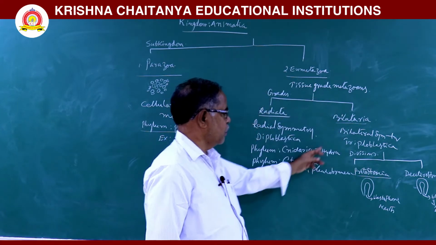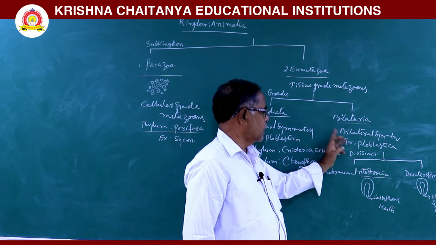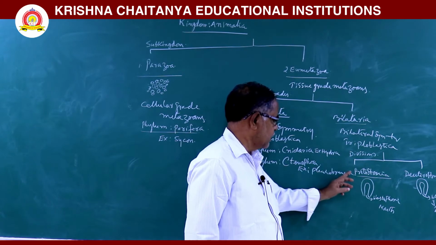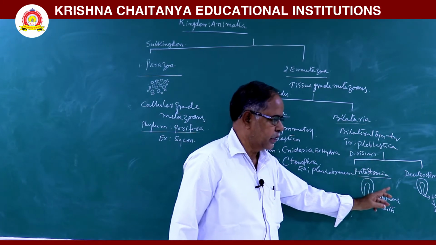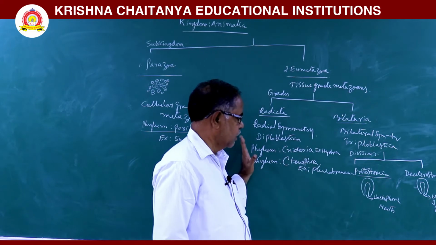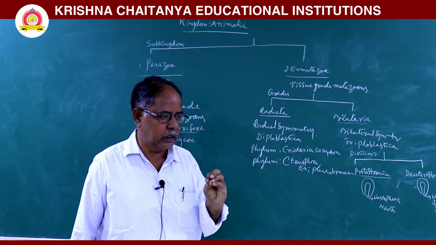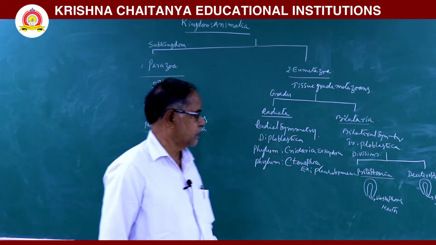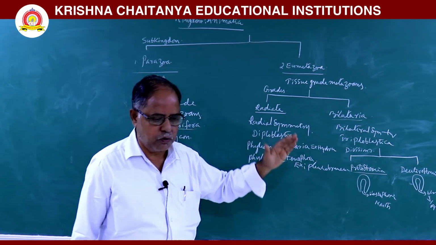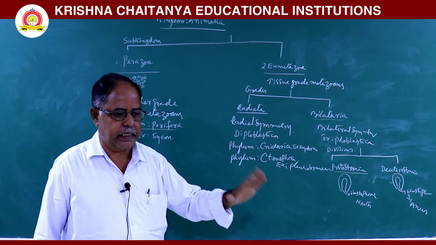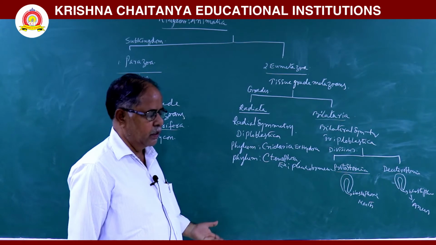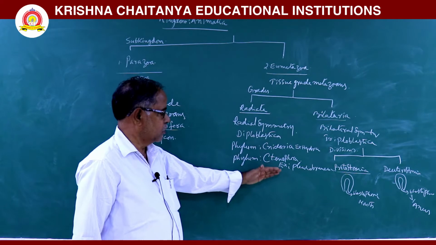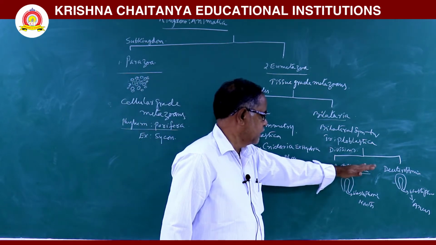So these triploblastic animals or bilaterally symmetric animals are further divided into two divisions. One is Protostomia, second one is Deuterostomia. In Protostomia, during developmental stages, the blastopore is modified as mouth. Next, in deuterostomes, the blastopore is modified as anus. After that, the mouth is formed on the opposite side. That is about Protostomia and Deuterostomia.